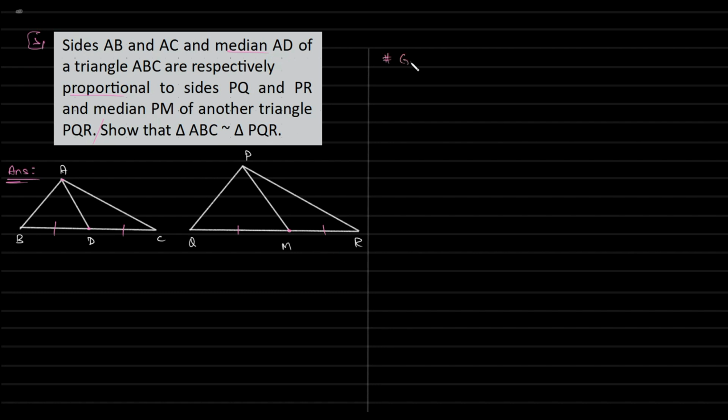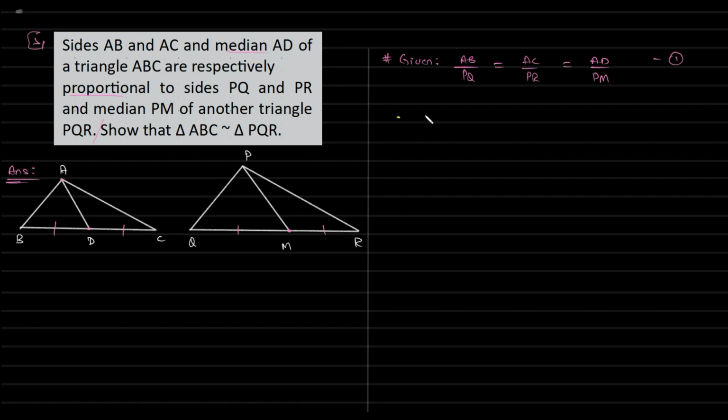So we have given AB by PQ is equal to AC by PR, which is equal to AD by PM. This is equation 1. Right? Let's write the other part also.